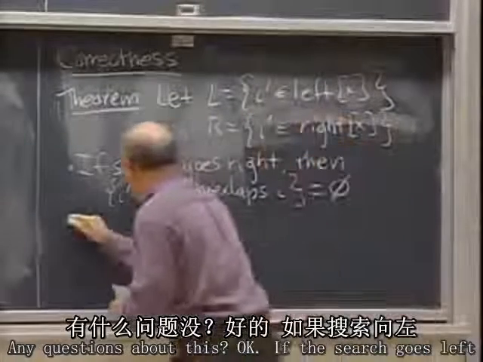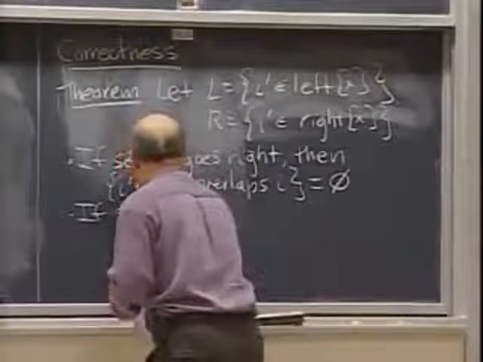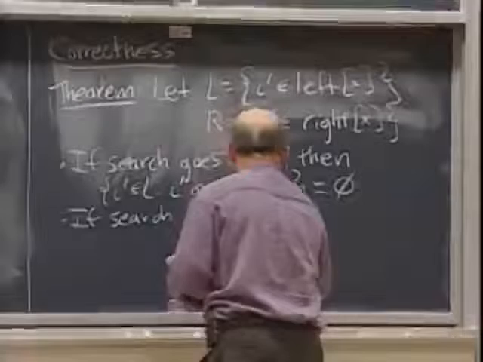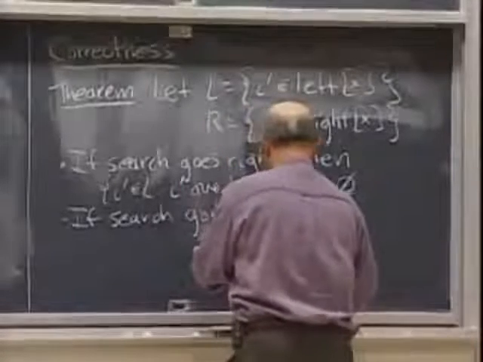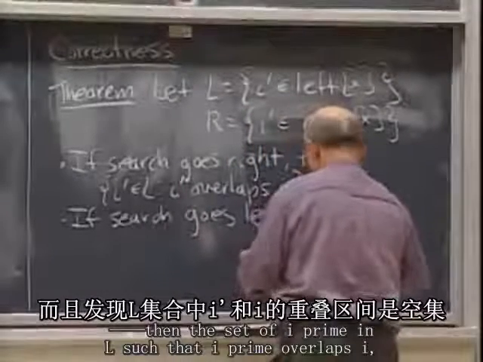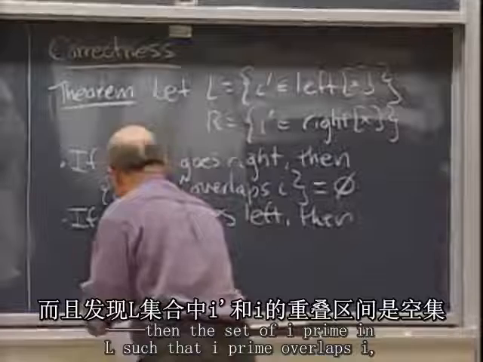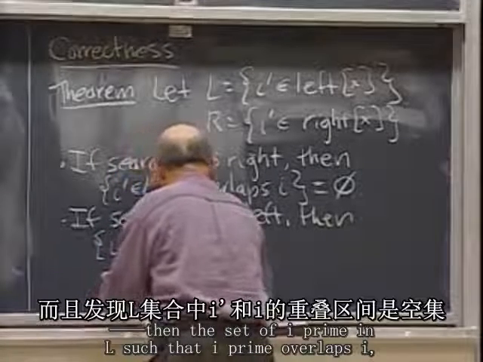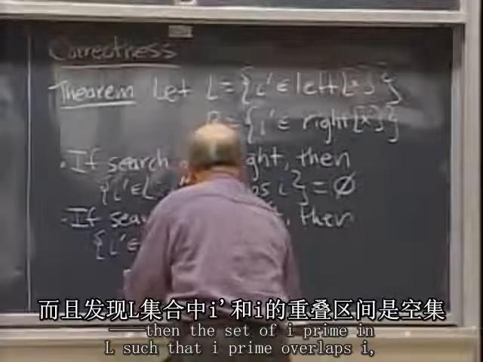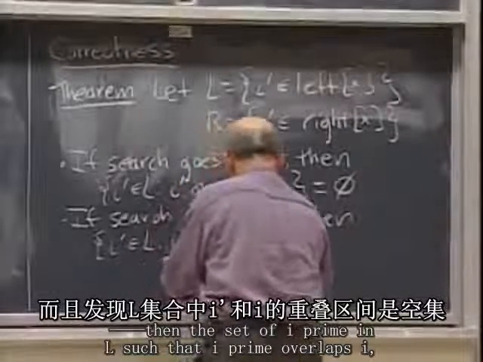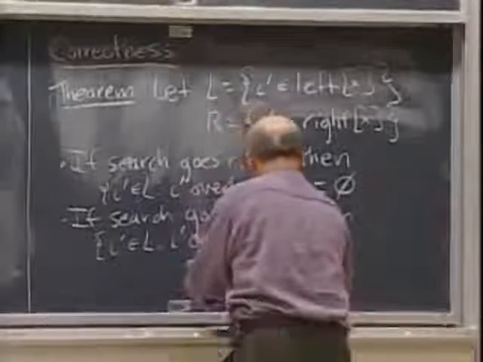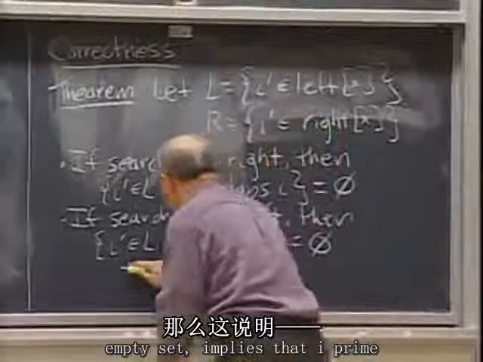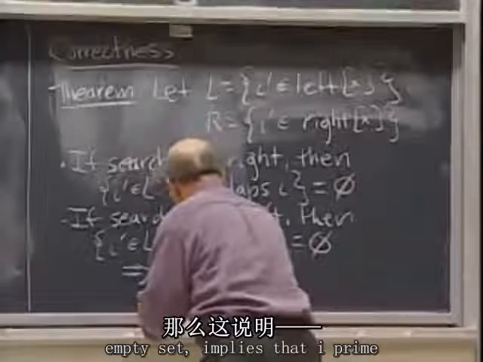If the search goes left, then the set of I prime in L such that I prime overlaps I is the empty set implies that the set of I prime in R that overlaps I is also empty.